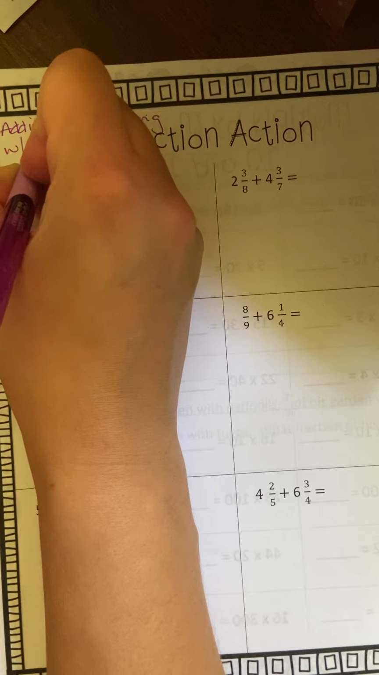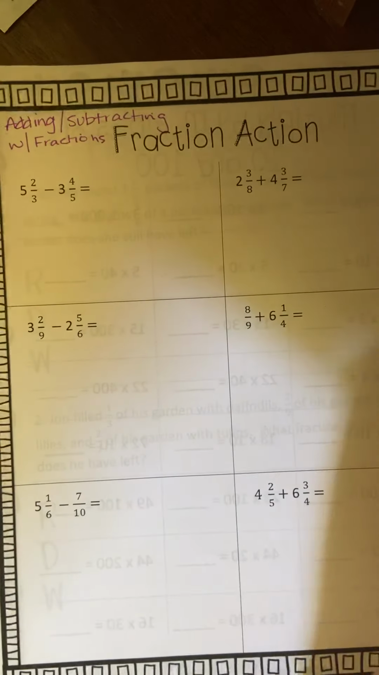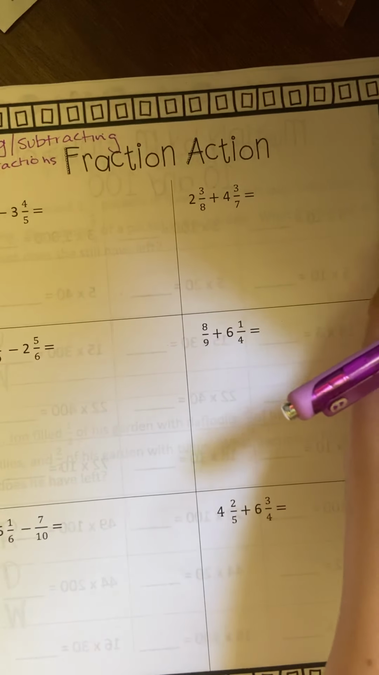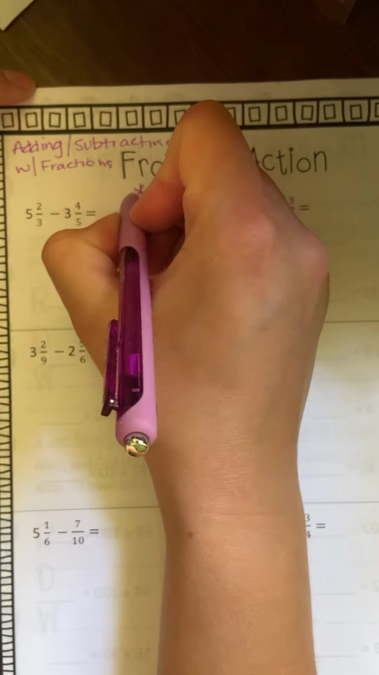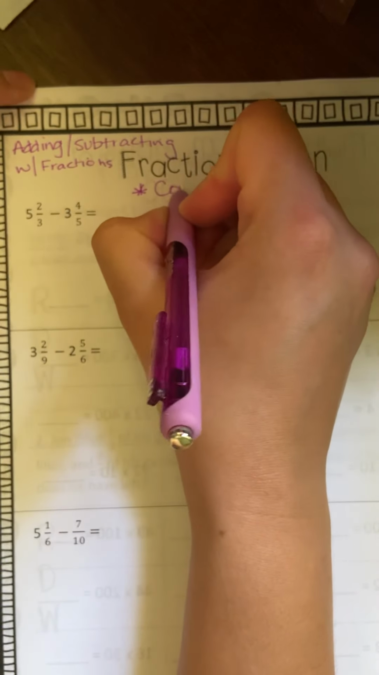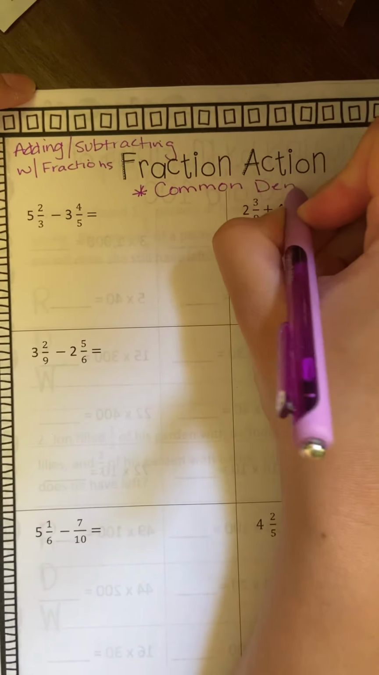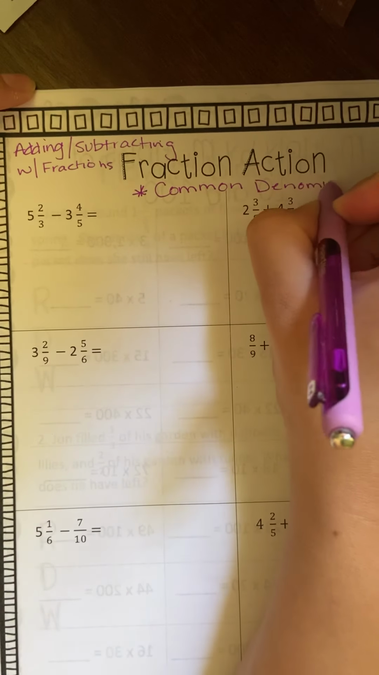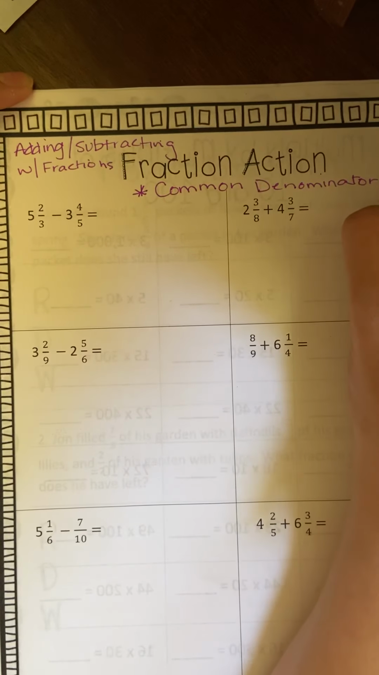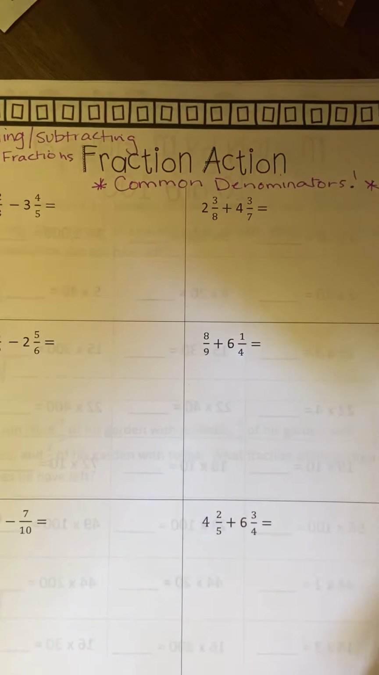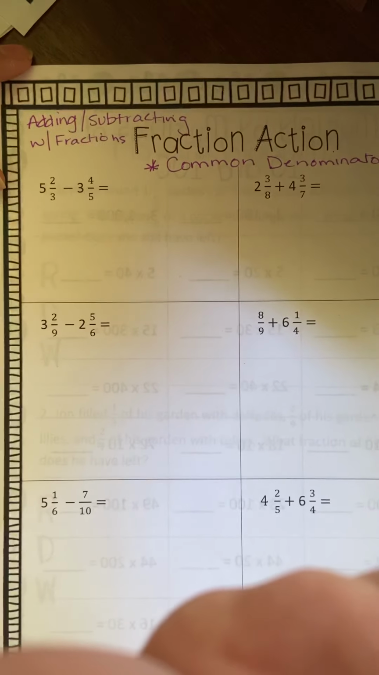with fractions. Okay, and so the most important thing, what you have to have when you're adding and subtracting with fractions is common denominators. Okay, you have to have those. So you have to be able to make equivalent fractions, okay? All right, so let's take a look at an example together.